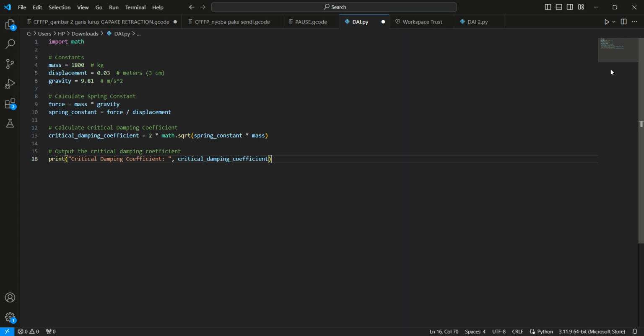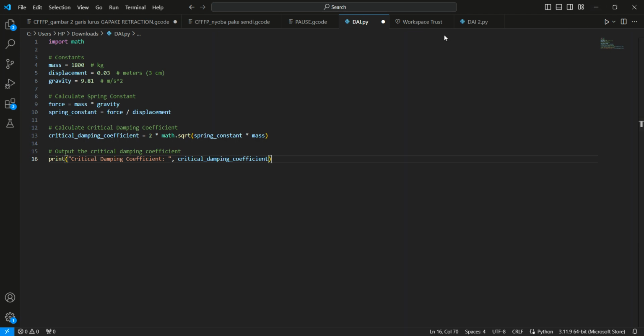Okay, so this is the code I use for the problem. The mass is 1800 kilograms, the displacement is 3 centimeters, and the gravity is 9.81 meters per second squared. And how do I calculate the spring constant?